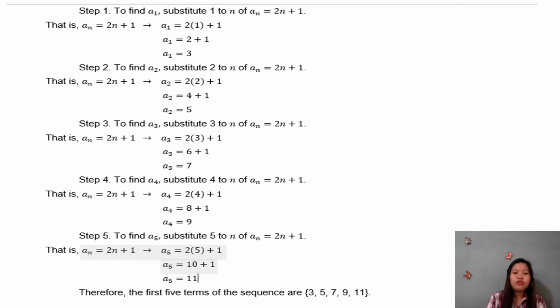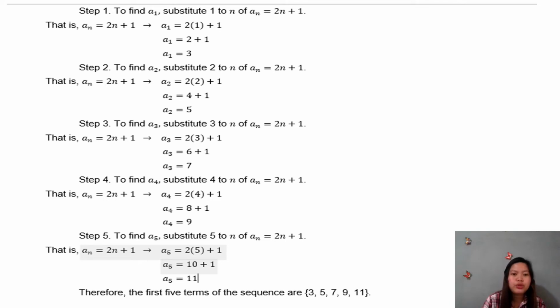Ato siya i-solve step by step. So step 1. To find a sub 1, again, substitutan nato si n ng 1 of a sub n equals 2n plus 1. So, tanan na mga n nato makita diha, alista nato siya ng 1. So, that is a sub 1 equals 2 times, ganong nahimo na siyang 1, kay si n nato equal to 1 man.